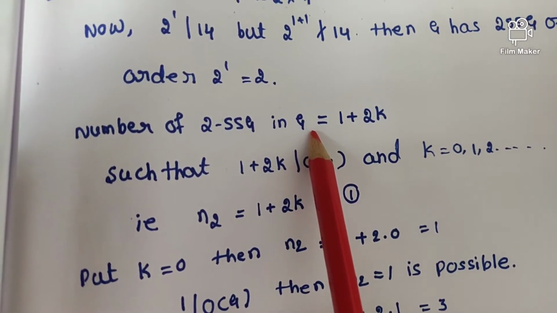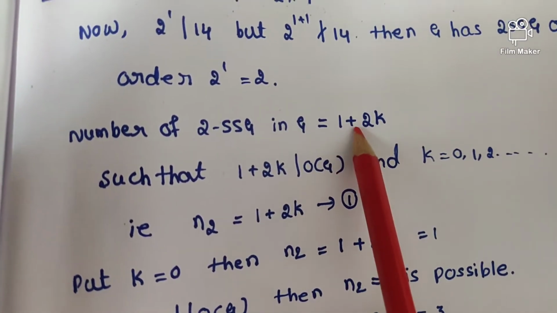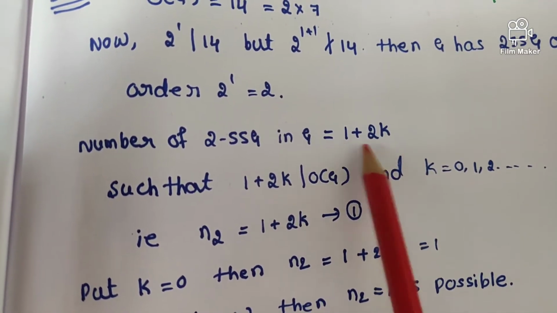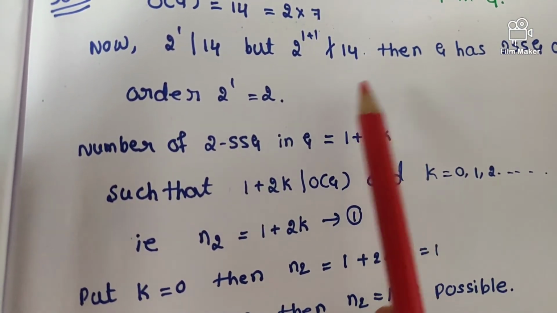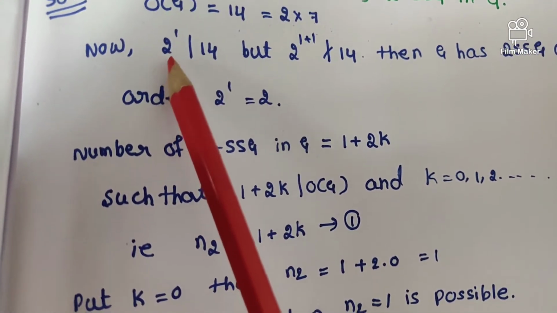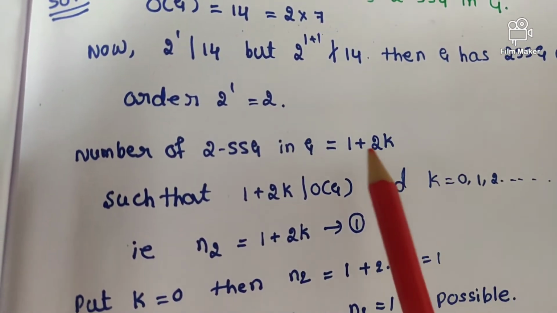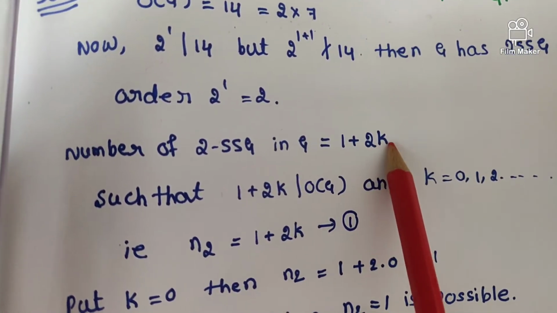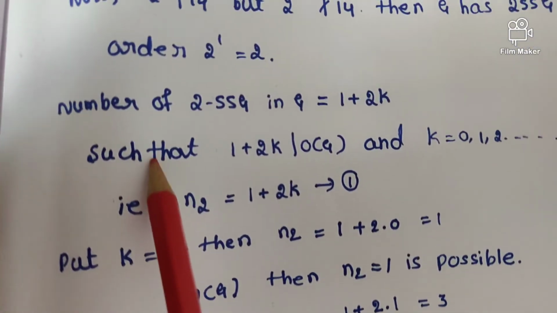Now we have to find the number of these 2 Sylow subgroups in G. The formula is 1 plus Kp. What is P here? Our P is a prime number, that is 2, because our group is the 2 Sylow subgroup. So I am going to keep 2 here: 2K.